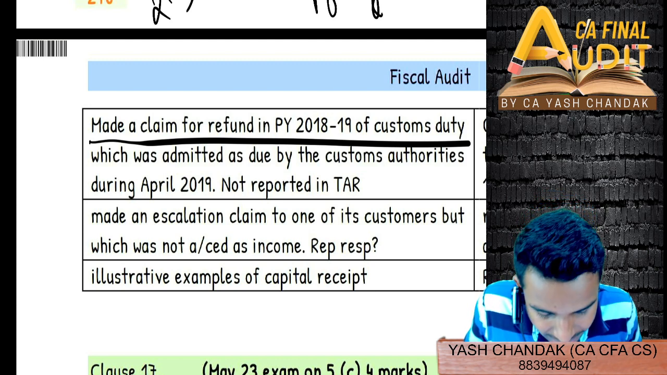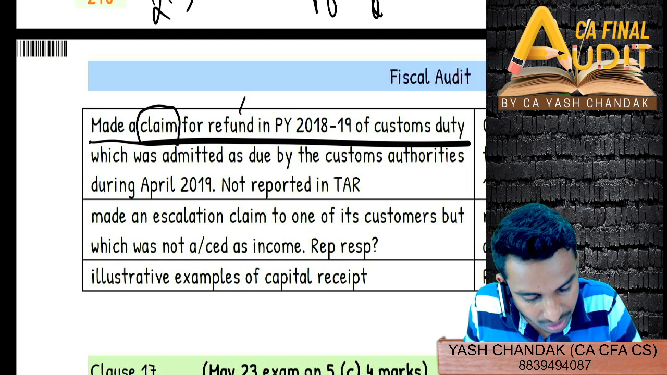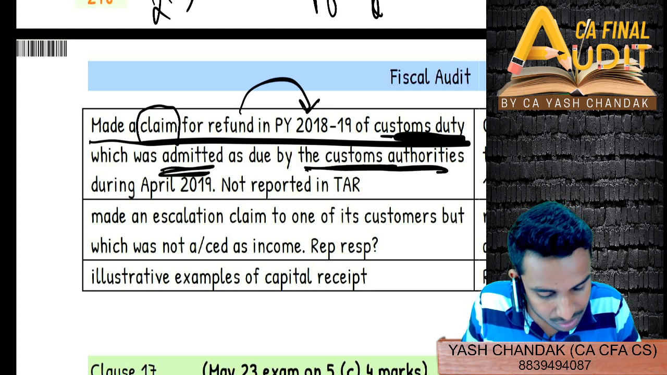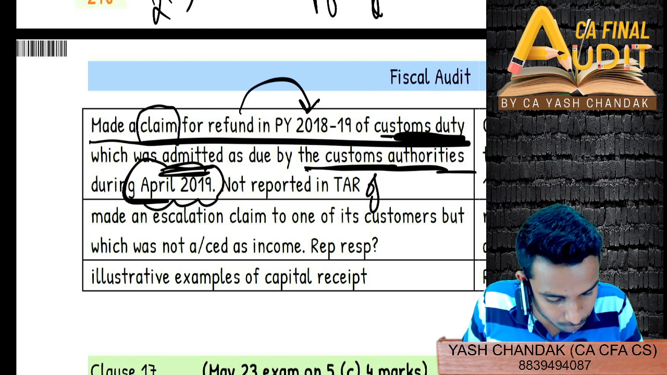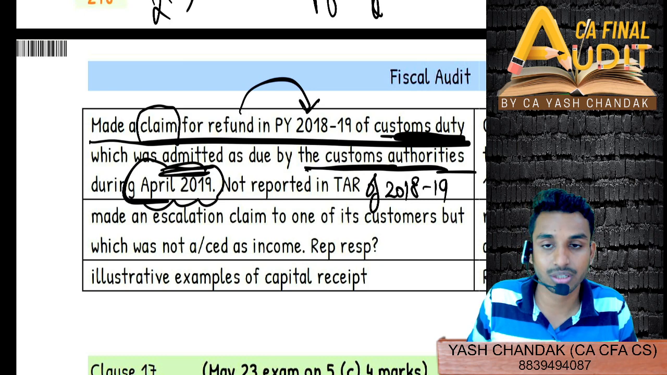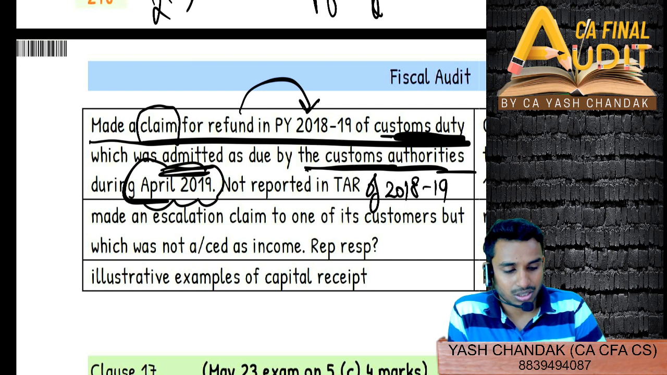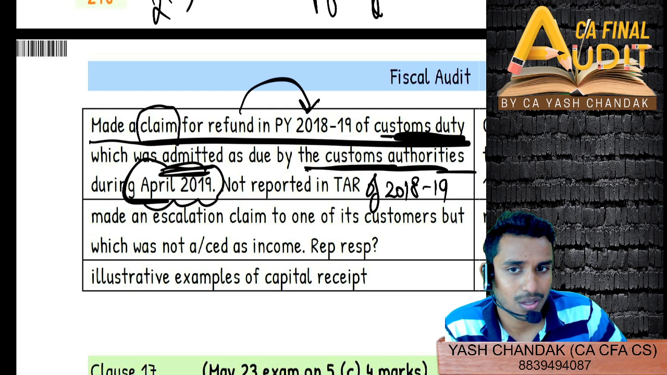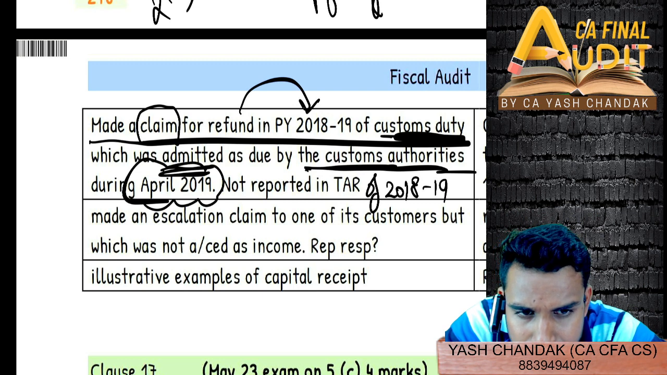Nikita made a claim for refund in previous year 2018-2019. You made a claim of refund in the previous year 2018-2019 of customs duty, which was admitted as due by the customs authority in April 2019. You have not reported it in the tax audit report of 2018-19. Have you done correct or not, Nikita? Sir, I guess this is correct because we will be reporting when we will be actually receiving the refund. It will be reported when? When we will actually be receiving the refund.